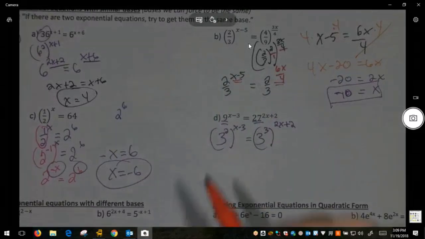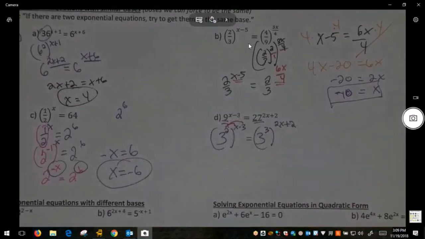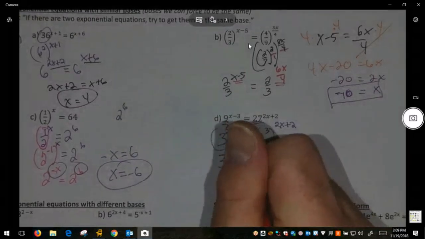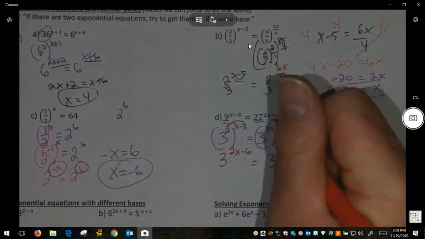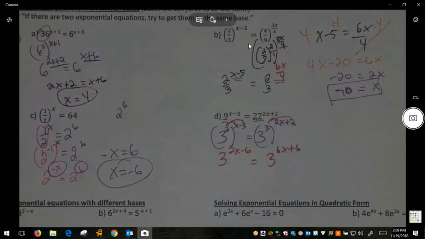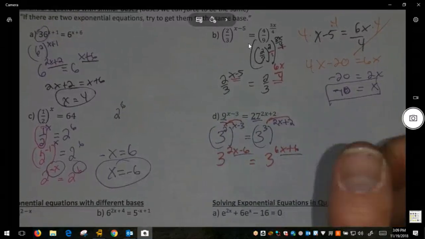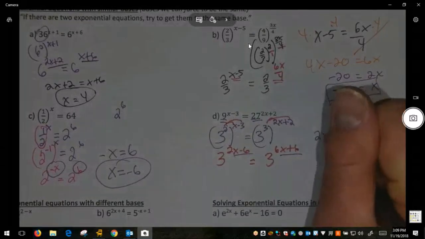We will need to be careful to make sure to distribute this exponent to every term of the other exponent, giving us 3 to the 2x minus 6. On this one, giving us 3 to the 6x plus 6. Now that we've established the same base on both sides of the equation, we can set the exponents equal.